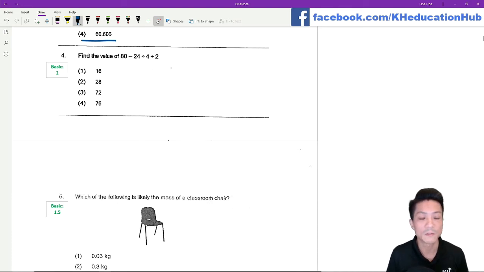Question 4. Find the value of 80 minus 24 divided by 4 plus 2. So we're going to work out the 24 divided by 4 first. 24 divided by 4 will give you a 6, plus 2. Okay, once you're left with addition and subtraction, remember to do from left to right. 80 minus 6 will be 74. 74 plus 2 will be 76. Answer is number 4.